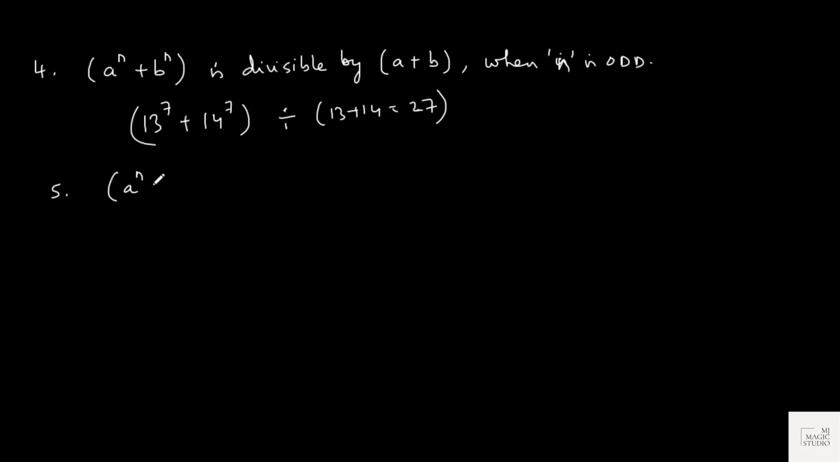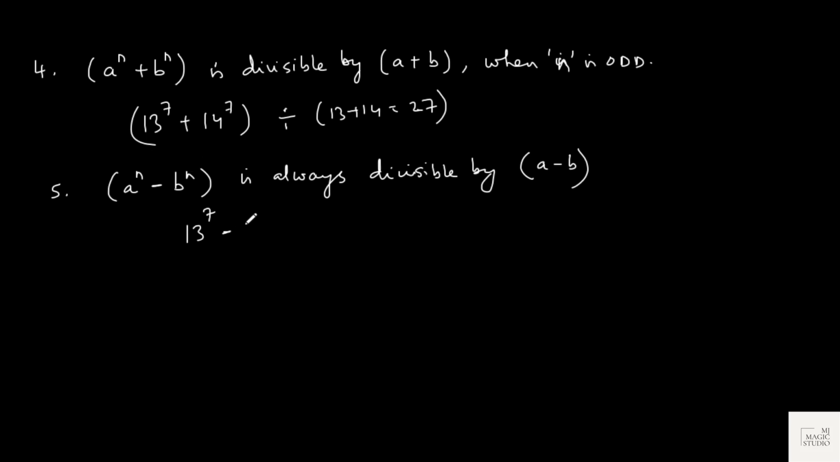Similarly, a to the power n minus b to the power n is always divisible by a minus b, whether the power is odd or even, but the values of n should be same. It is not that it is 13 and it is 17, not like that. 13 to the power 7 minus 5 to the power 7 is divisible by 13 minus 5, that is 8. Clear? This power should be same. Or 13 to the power 8 minus 5 to the power 8 is also divisible by 13 minus 5, that is 8.